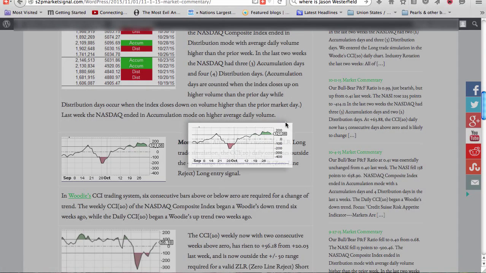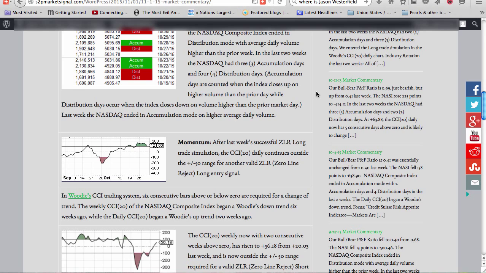Momentum. After last week's successful zero-line reject long trade simulation, the CCI 20 daily continues outside the plus or minus 50 range, prohibiting another valid zero-line reject long entry signal. In Woody's CCI trading system, 6 consecutive bars above or below zero are required for a change of trend. The weekly CCI 20 of the Nasdaq Composite Index began a Woody's downtrend 6 weeks ago, while the daily CCI 20 began a Woody's uptrend 2 weeks ago.